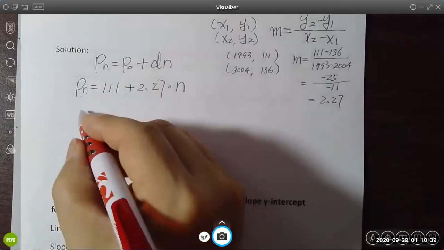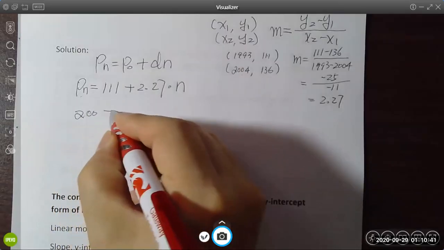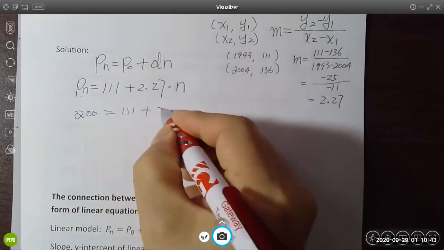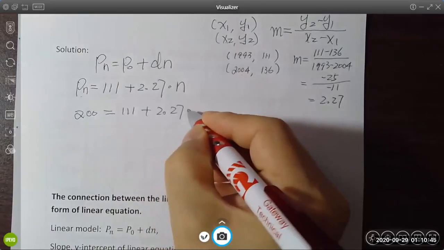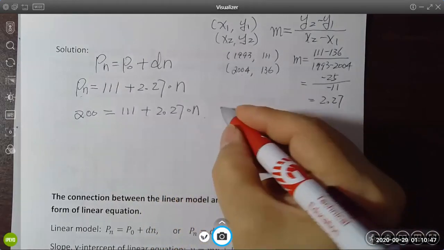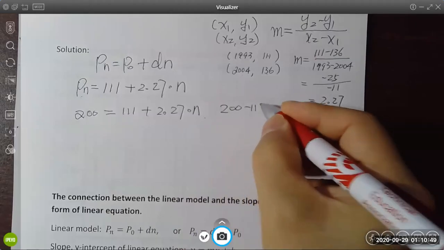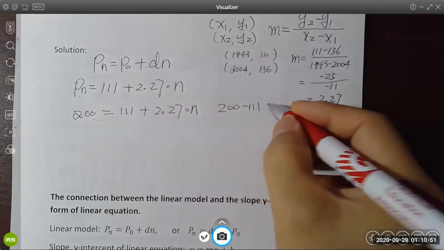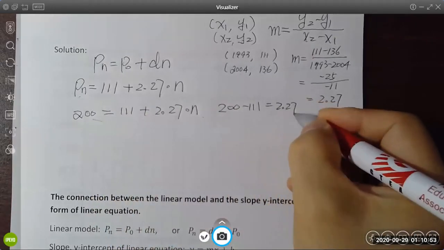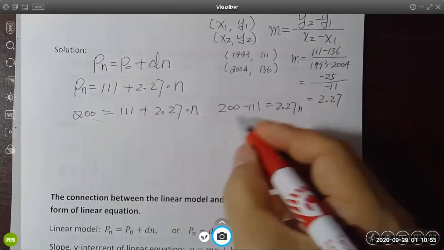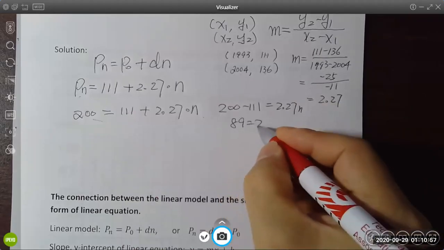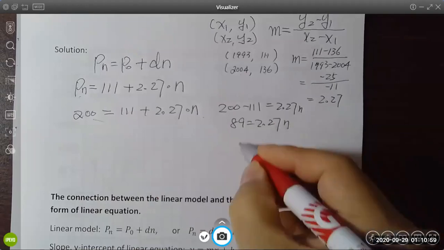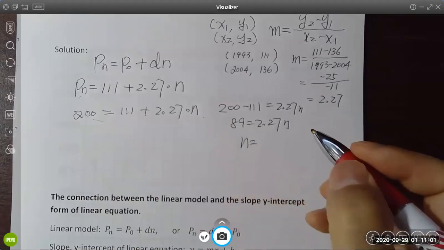So let's look at it. This is 200 billion. And 111 plus 2.27 times n. So we just solve for n. 200 minus 111, move this to the other side, equals 2.27n. So this is 89 equals 2.27n. So we divide by 2.27 on both sides.